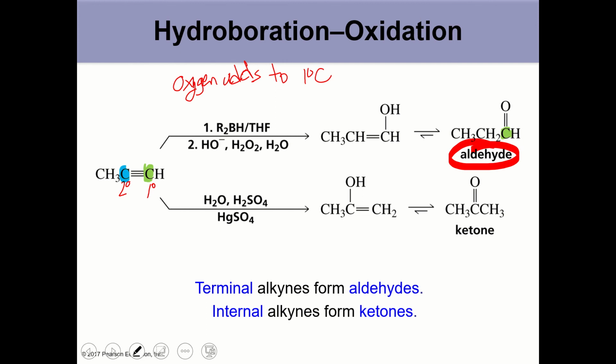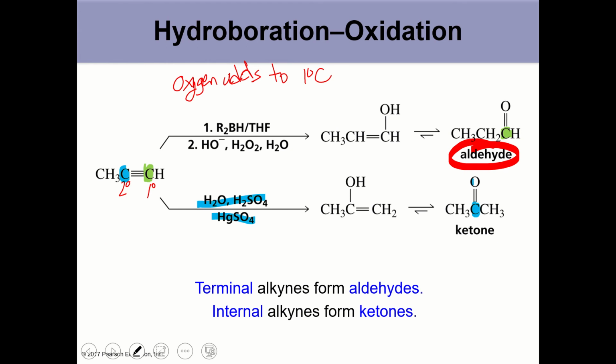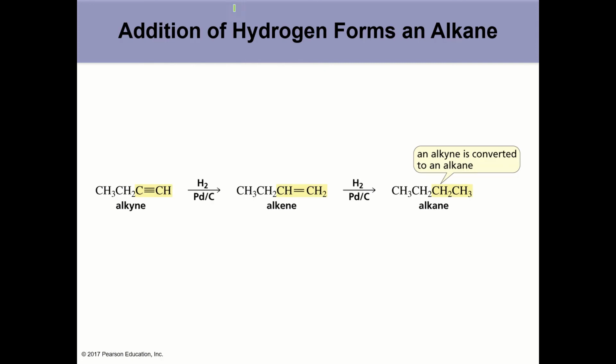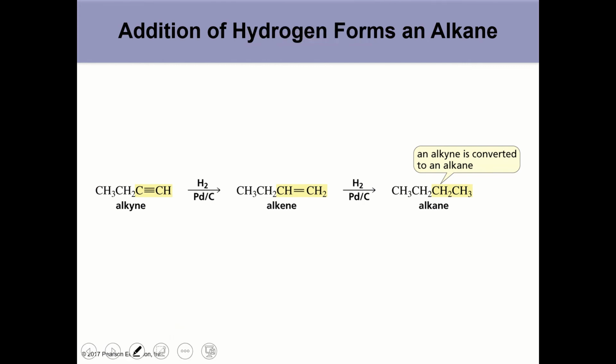So the secondary carbon gets the carbonyl group when we have mercury and HgSO4, and the primary carbon gets the C double bond O when we have hydroboration oxidation. Hydrogenation of the alkene.